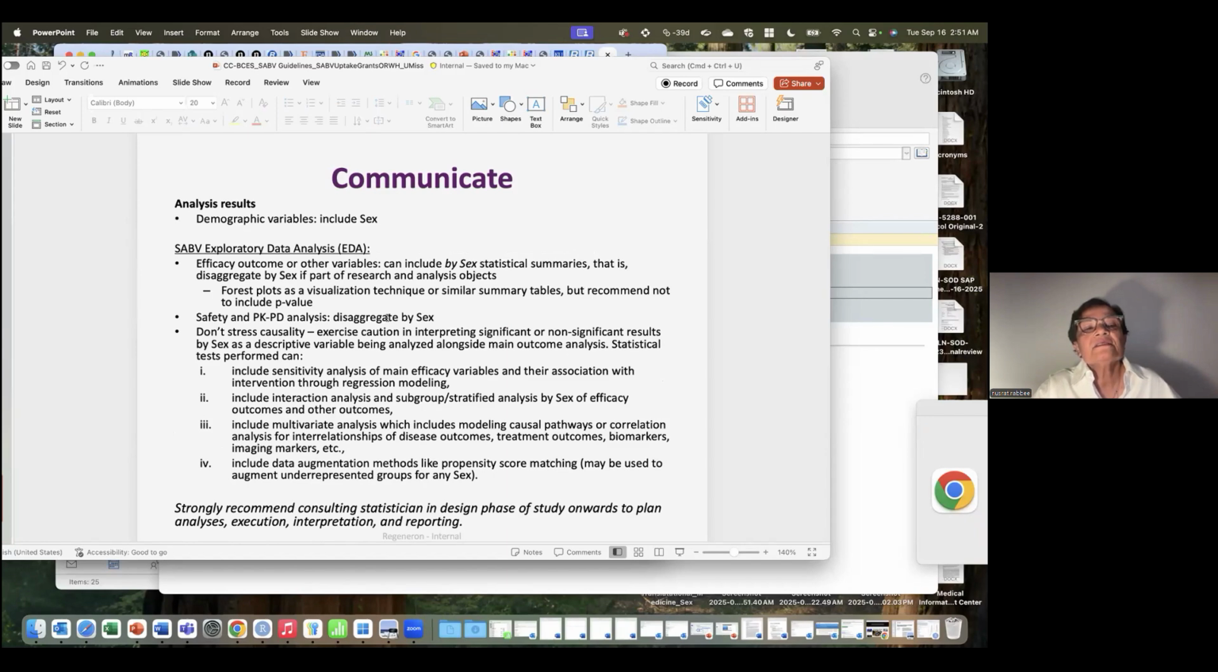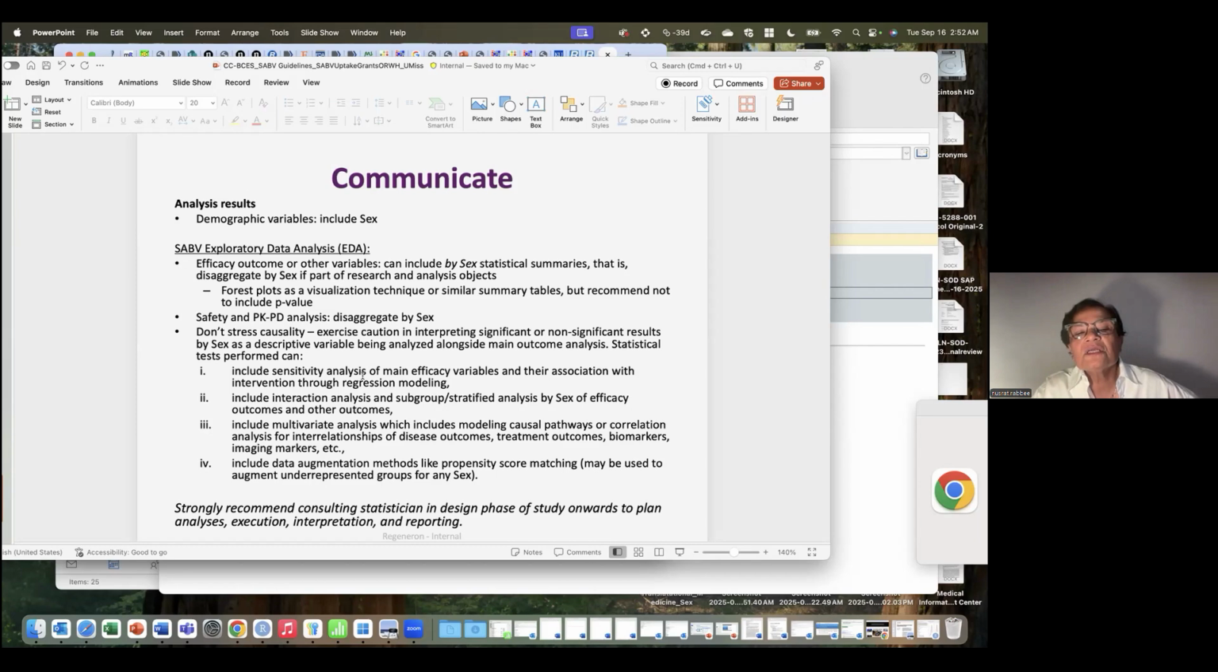And I think this is more about communication, efficacy outcome, or other variables. You can include by-sex statistical summary, the EDA, the exploratory data analyses, forest plots, as I mentioned. I do not recommend including p-values in those. Safety and PK/PD, it's very important actually to disaggregate by sex, not just your efficacy endpoint. Do not stress causality. That is one of the big pitfalls. Exercise caution when interpreting a statistically significant result. More often than not, it is a spurious finding.